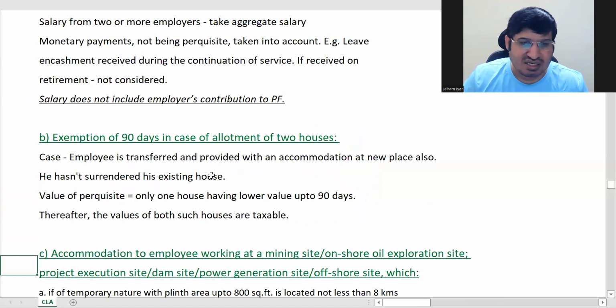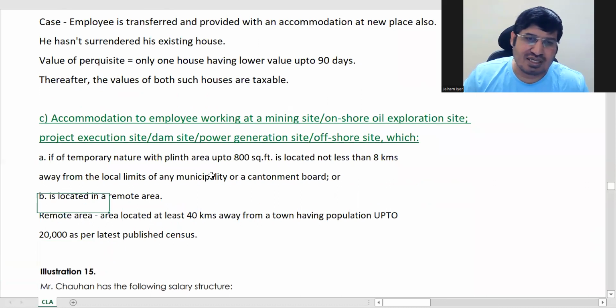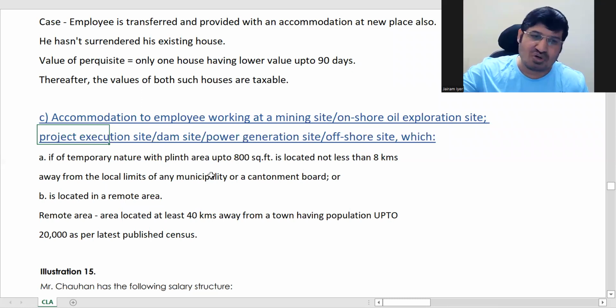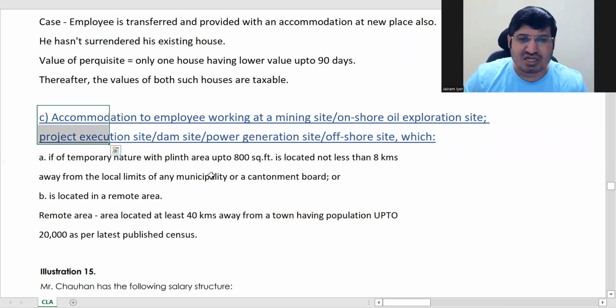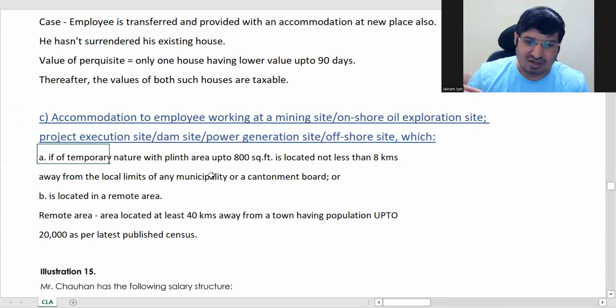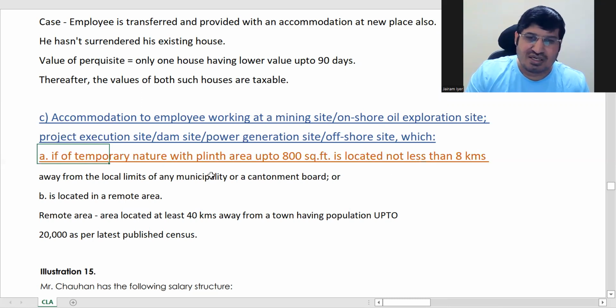Okay. So that is the first B point. And then this is again that offshore areas, mining site, onshore exploration site, all these things. Okay. Which are offshore areas. In this year, if you are getting accommodation, you had seen this in the list of exempted perquisites, correct? So here the rule for exemption exactly is, okay, if accommodation is of temporary nature with plinth area up to 800 square feet.